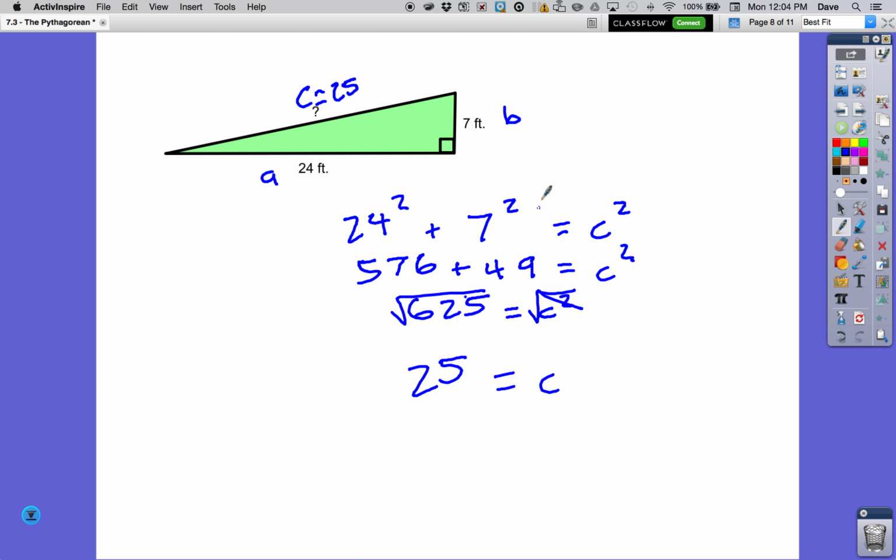Okay, and so that's how we use the Pythagorean theorem to find missing sides of a right triangle. Let's try another one.